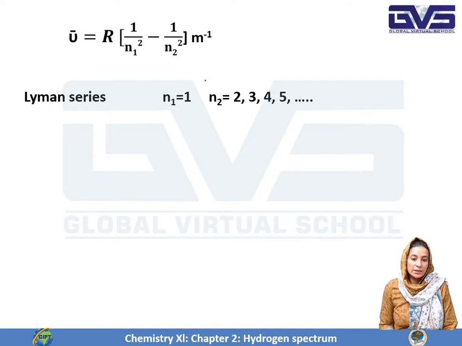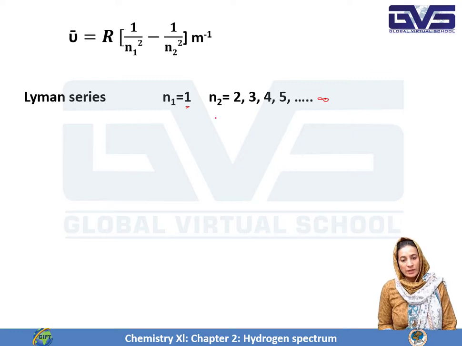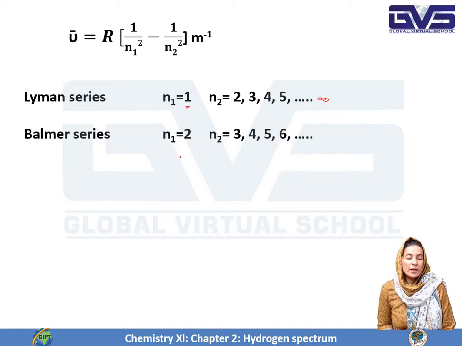In the Lyman series, when an electron jumps from any higher orbit to the first orbit, the lower orbit is 1 and the higher orbit will be more than 1, that is second, third, fourth, fifth, or it can be from infinity. Then the radiation that is emitted is called the Lyman series. In the Balmer series, when an electron jumps from any higher orbit to the second, the higher orbit will be 3, 4, 5, 6 and up to infinity. And this is called the Balmer series.